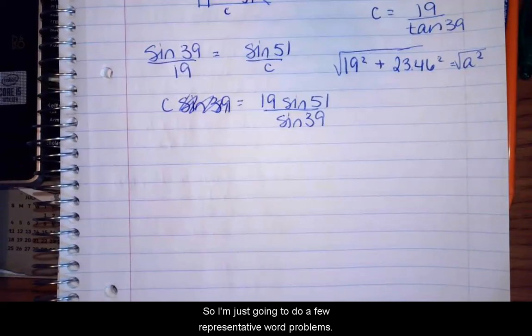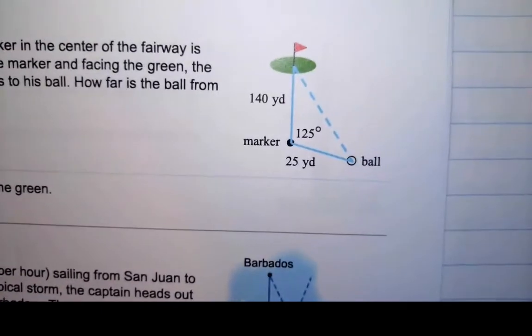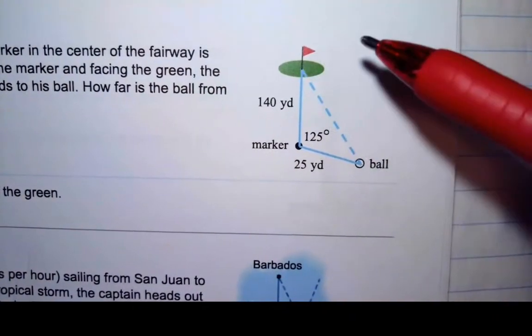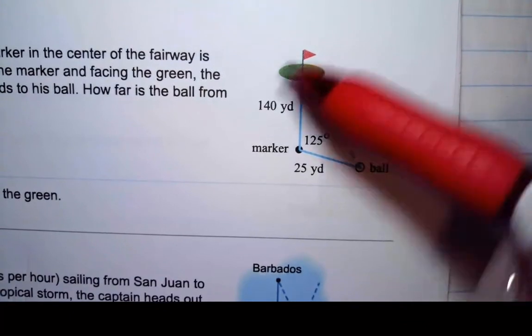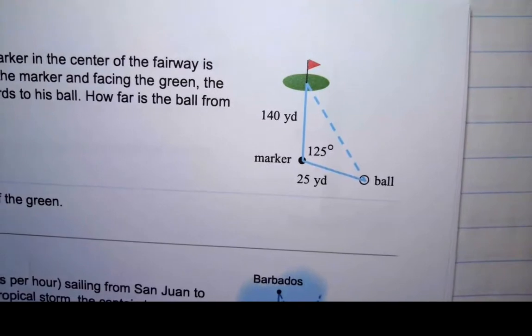So I'm just going to do a few representative word problems. I'm just going to show you the picture so I don't have to explain it. Look, there's a golfer and he hits it off the tee, and there's some information because I don't know golf. So I'm going to draw the picture and then we'll read all about it.